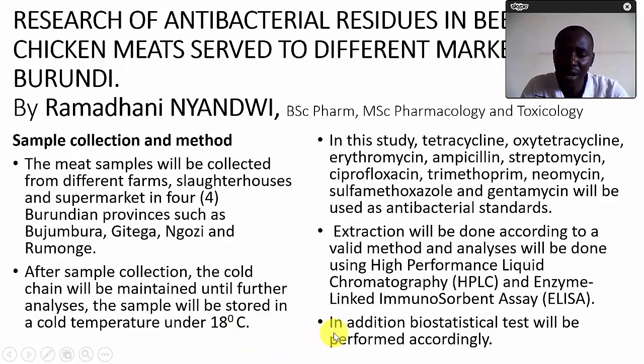Then I will use antibiotic standards like tetracycline, oxytetracycline, erythromycin, ampicillin, streptomycin, and others to detect the residues present in those meat samples. As for the instruments I will use to analyze my samples, first of all I will use ELISA, enzyme-linked immunosorbent assay, and to confirm my findings, I will use HPLC, high performance liquid chromatography. After that I will compare the results. If there is harmony in the results, I will confirm that my data and my instrument are valid and reliable.